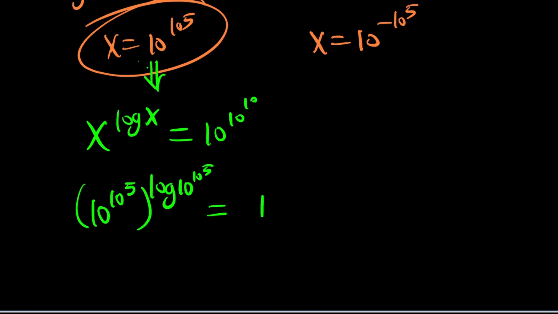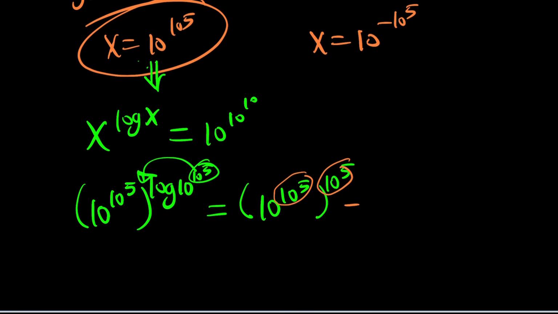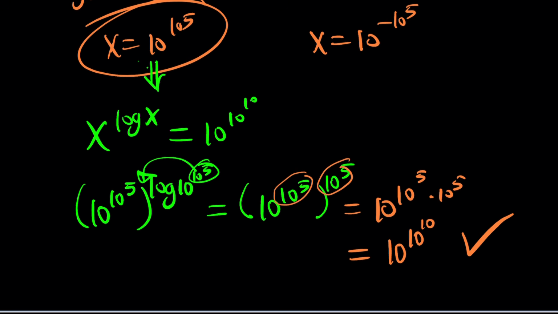Let's check it out. Well, first of all, there's nothing I can do inside, so I'm going to keep it that way. But here, I can actually move this. That gives me 10 to the power 5 times log 10, which is 1, so I can just write it as 10 to the 5th power. Now, we do apply the superpower property again, and we go ahead and multiply these two exponents. And when you multiply them, of course, another rule applies. You're supposed to add the powers or the exponents. That gives you 10 to the power 10 to the power 5 plus 5, which is 10. Therefore, the original equation is satisfied.